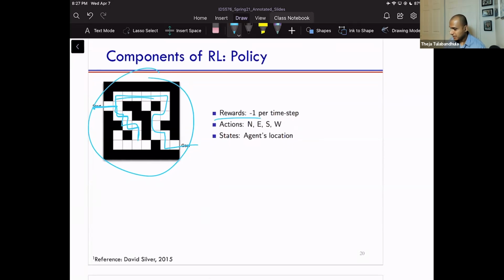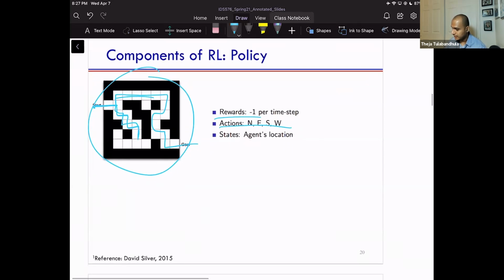We don't care about rewards at the moment. Actions are north, east, south, west, let's say. And the state is going to be the agent's location. Rewards are, let's say, -1 per time step. So every move you make, you get a -1 reward. It's intuitive because if you finish the maze quickly, you accumulate the least number of -1s, whereas if you don't finish the maze quickly, you'll accumulate a lot more -1s.